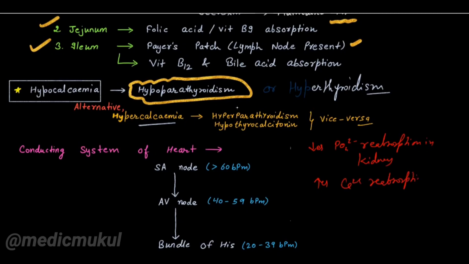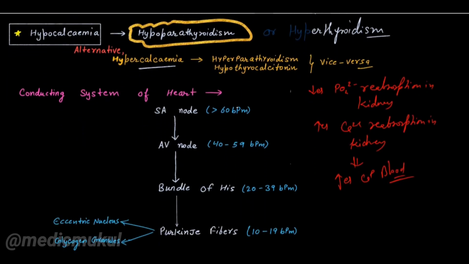What does it mean? If they are increasing the calcium reabsorption, it means they are increasing calcium in the blood. And who does this function? That is our parathyroid gland, but this is parathyroid hormone. They increase the calcium in the blood, so they increase the calcium reabsorption in the kidneys and decrease the phosphate reabsorption in the kidney. So that is hypoparathyroidism, and hypocalcemia and hypercalcemia, whatever.